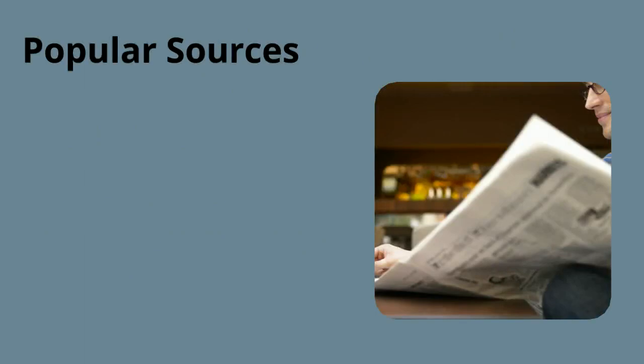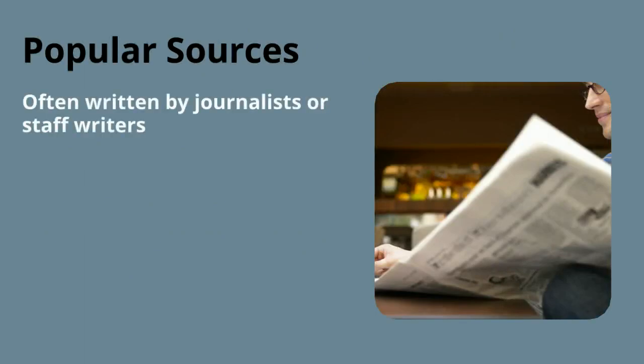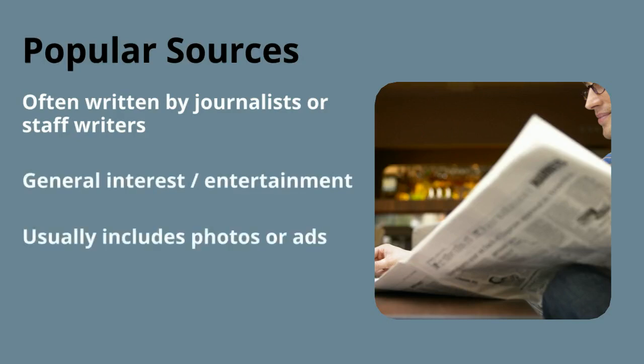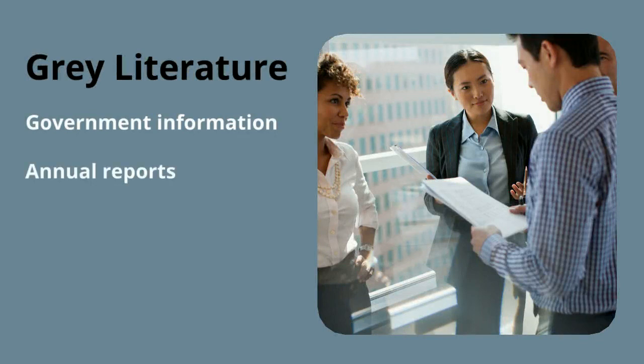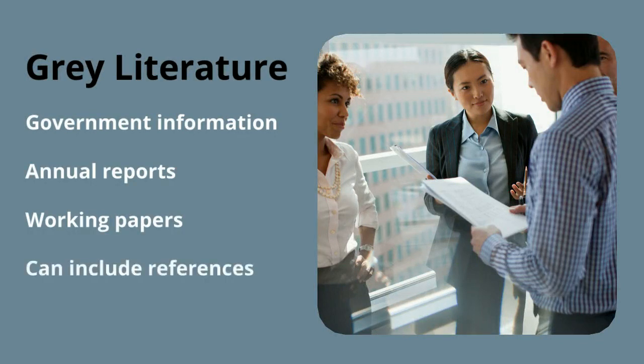A popular source is often written by journalists or staff writers. It's meant for a general interest, sometimes for entertainment. It usually includes photos or ads, and usually it doesn't contain a bibliography. Gray sources or gray literature refers to government information or government documents, annual reports or working papers. It sometimes includes bibliographies, but not always.